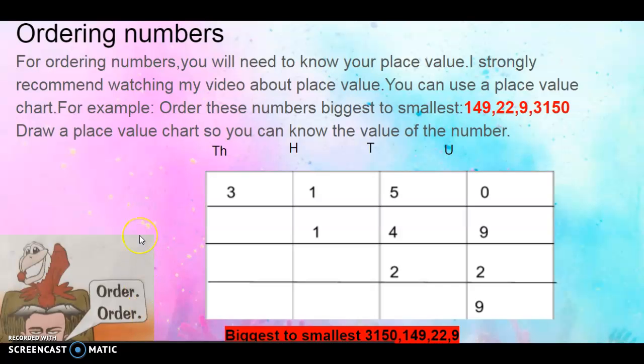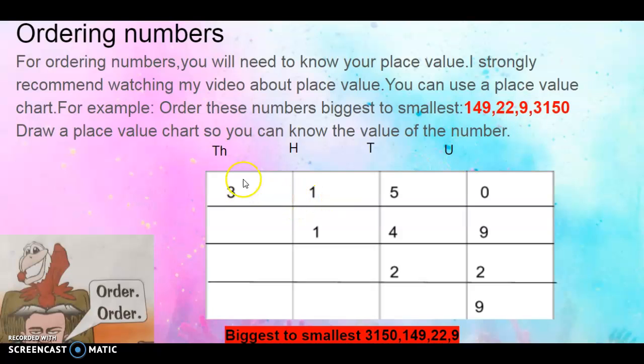So, ordering numbers. For ordering numbers, you will need to know your place value. I strongly recommend watching my video about place value. You can use a place value chart to arrange your numbers. For example, here are the numbers 149, 22, 9, 3150. So what would we do?